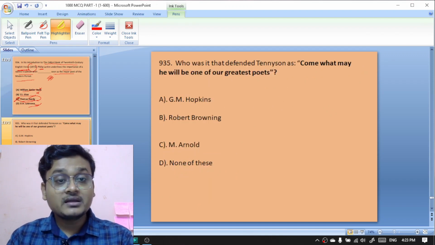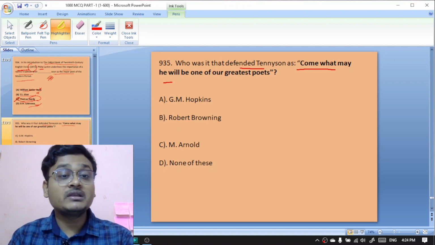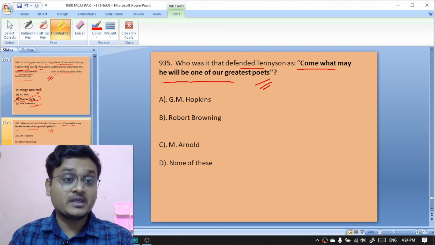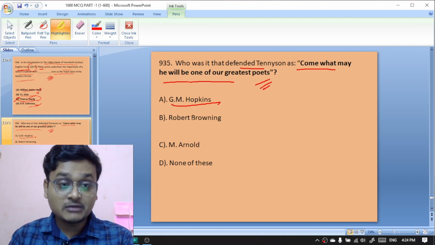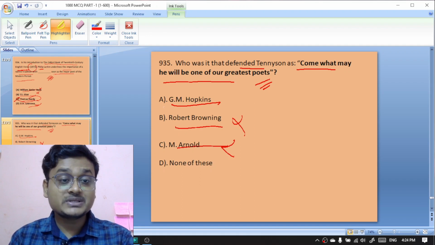Who was it that defended Tennyson as, "Come what may, he will be one of our greatest poets"? Hopkins, Robert Browning, Arnold. No, it was Hopkins.